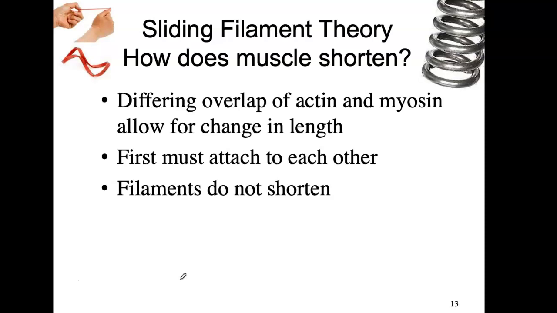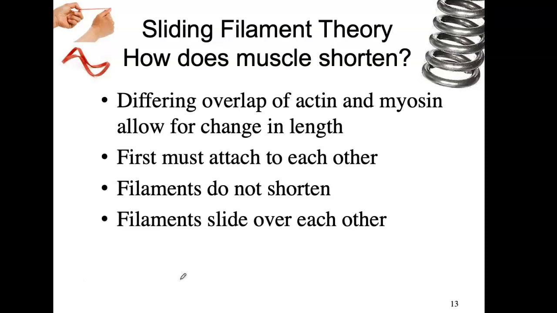It's the overlap of these filaments, like two rulers that slightly overlap, and you just slide them over each other. Then the distance from the end of one ruler to the other is going to shorten if you slide them so that they overlap.